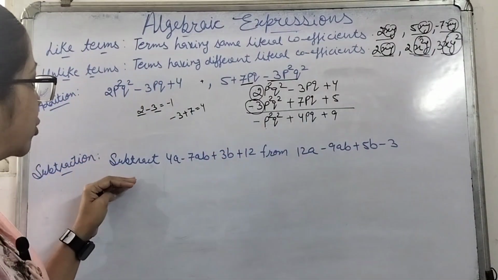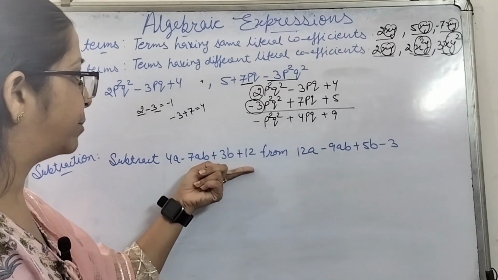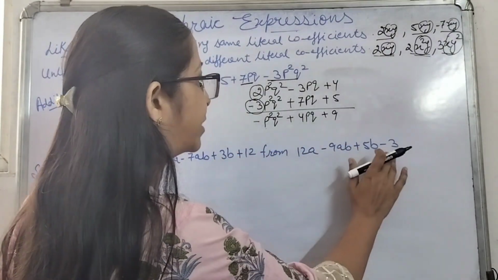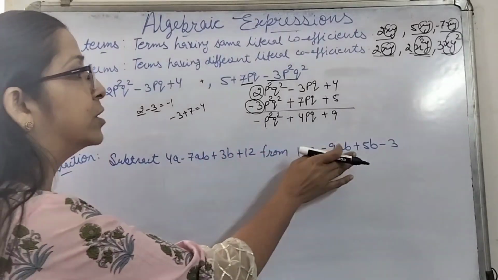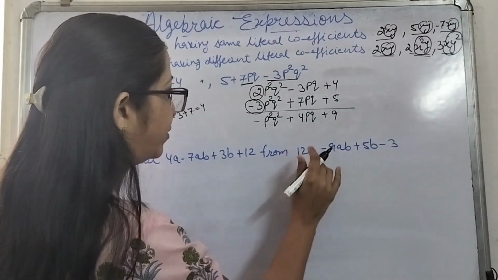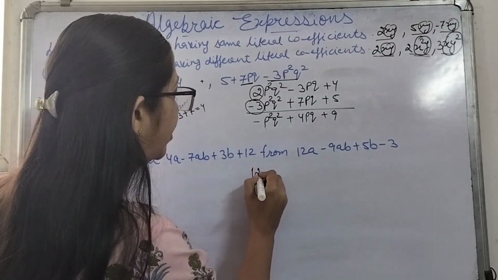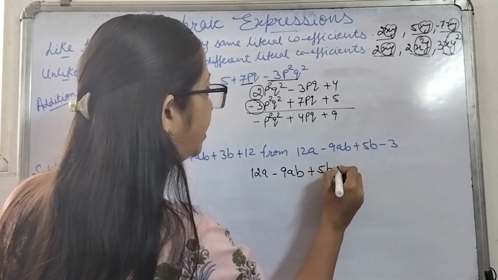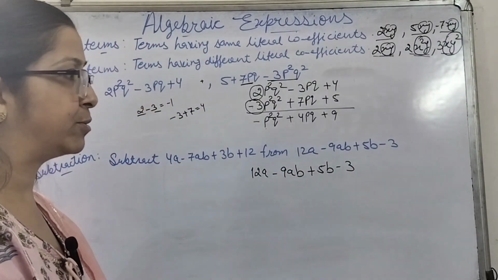Now what is to be done in this question? Subtract this algebraic expression from this algebraic expression. So from this algebraic expression we have to subtract this. So this will come first. We will first write the algebraic expression over here: 12a minus 9ab plus 5b minus 3.